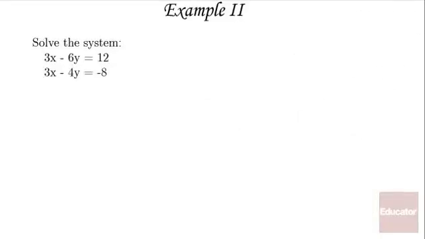In this next example, I have a system of equations. 3x minus 6y equals 12. 3x minus 4y equals negative 8. I see that I have the same coefficient for the x's. So in both the first and the second equation, I have 3x. This time, I'm going to need to subtract. Last time I added, because in the last example, the variables had opposite coefficients. So if I had 3x and negative 3x, I would add. But here I need to subtract.